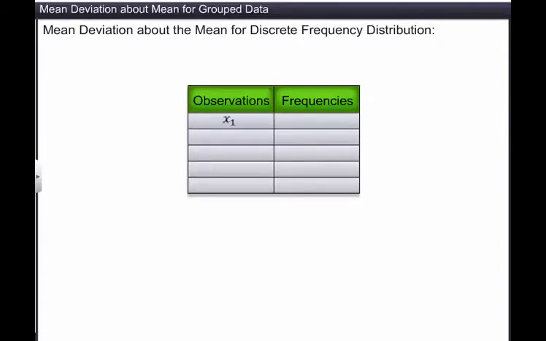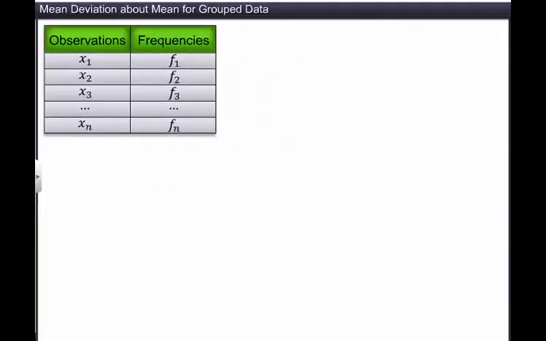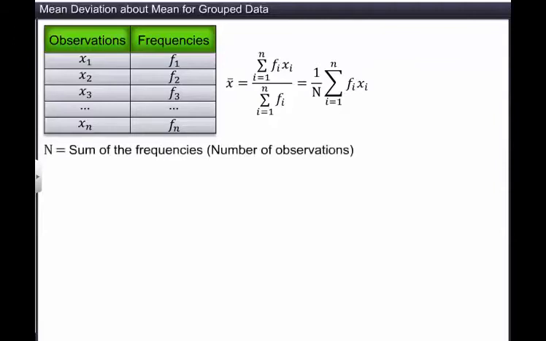Let x1, x2, x3, and so on, up to xn, be the n observations with frequencies f1, f2, f3, and so on, up to fn respectively. The mean x bar of the data is equal to the sum of the products of the observations and the respective frequencies, whole divided by the sum of the frequencies. Here n is the sum of the frequencies.